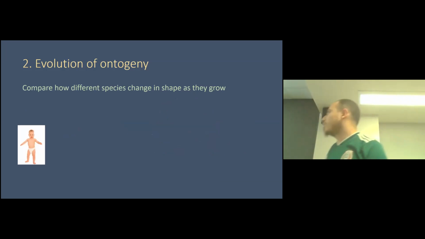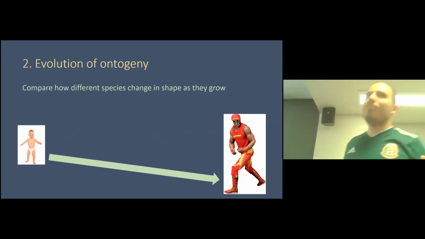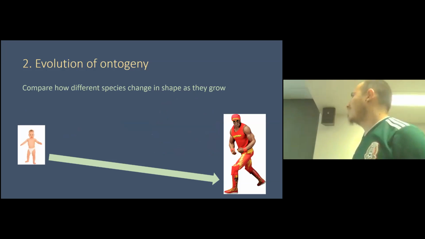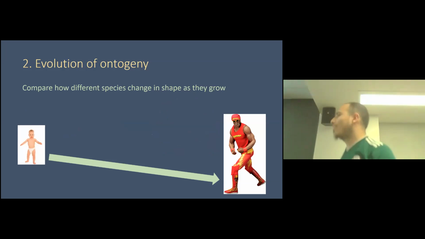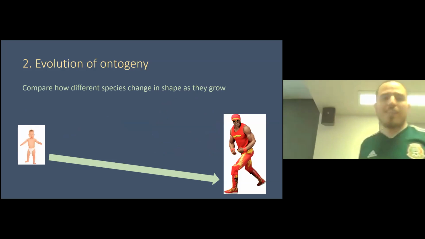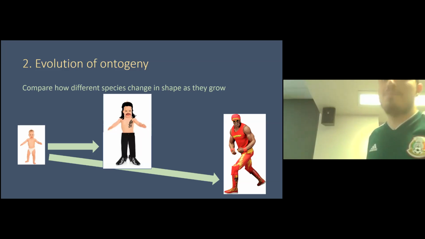We know that for most species, when they grow, they have very different proportions. So adult humans have smaller heads and they have longer legs compared to babies. But there are some other species in which the adults pretty much look like big babies. So we are going to be comparing these patterns between the different species.